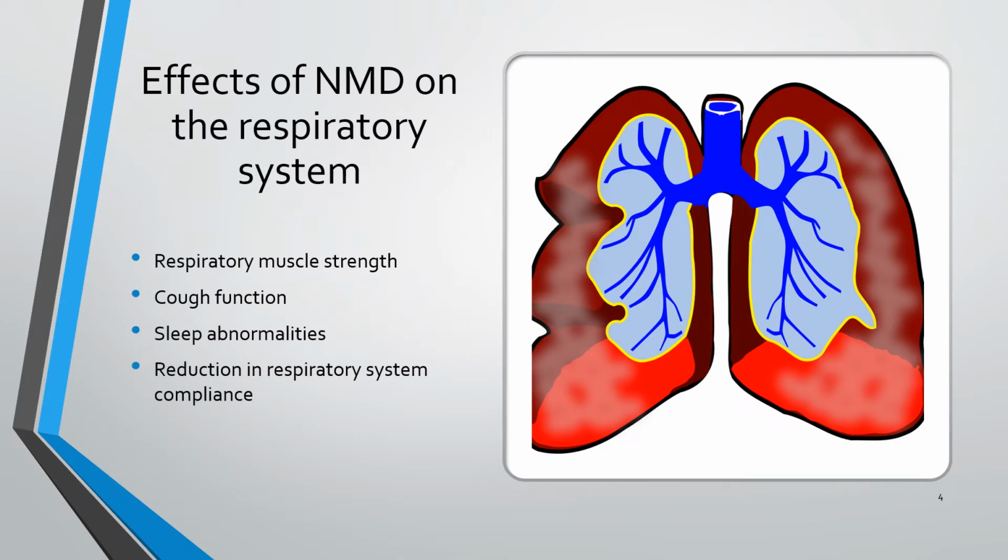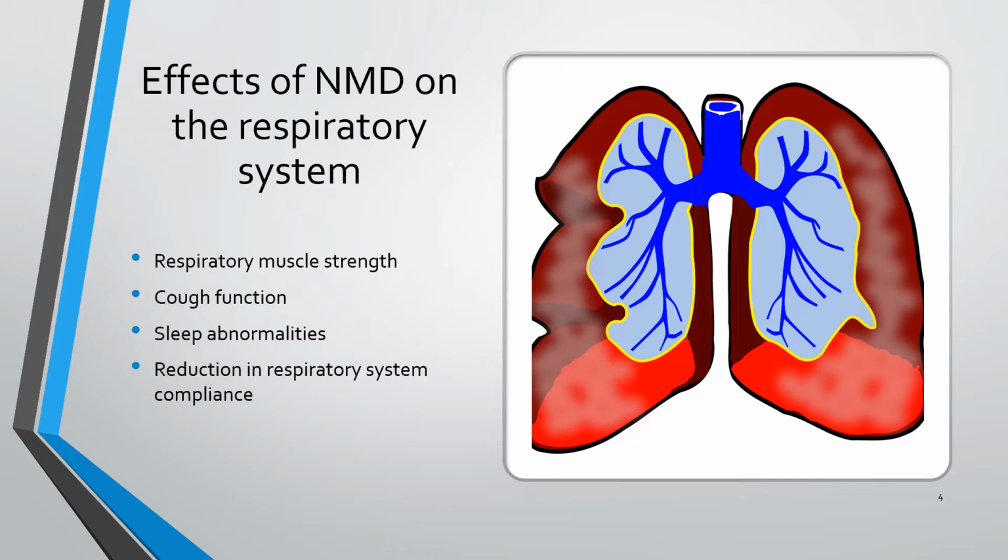Let's talk about the effects of neuromuscular disease on the respiratory system. It impacts different parts of the respiratory system in different ways. For example, you have a decrease in respiratory muscle strength. You can have a dysfunctional cough, where you don't get enough air in your lungs to have an effective cough, or your abdominal muscles are not strong enough to expel retained secretions. You could have sleep abnormalities. You could also have a reduction in respiratory system compliance.